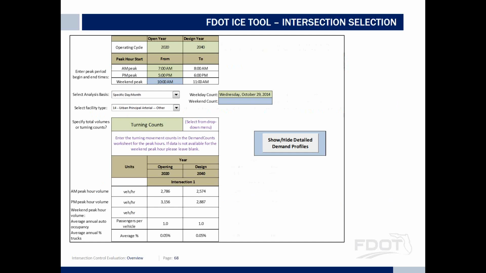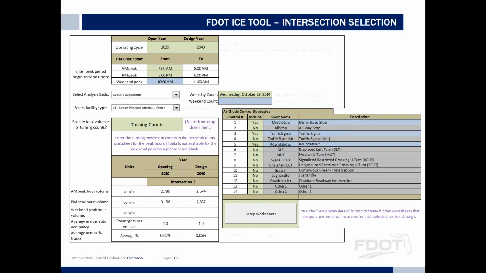It goes into the AM and PM peak hour, and what specific month and day is selected. It's the analysis base. Select facility type, whether it's urban, arterial, or other. That's where it's going to choose in the volume table what facility type it is to compute the delay. And then the opening and design year. Where you see show high detailed demand profiles, if you click that button, that would be the Florida demand profiles.